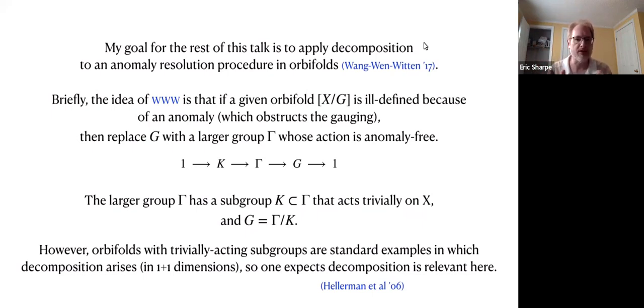So their idea was as follows. Suppose I have an orbifold which has a gauge symmetry. Now, ordinarily, if I have a gauge symmetry, I just can't make sense of the gauge theory at all. I stop before I can start. But they had an idea for a fix. Their idea was to replace the original group with a larger group whose action is anomaly free. That larger group has a subgroup that acts trivially, and then the original group is the coset of the bigger group by that trivially acting subgroup.